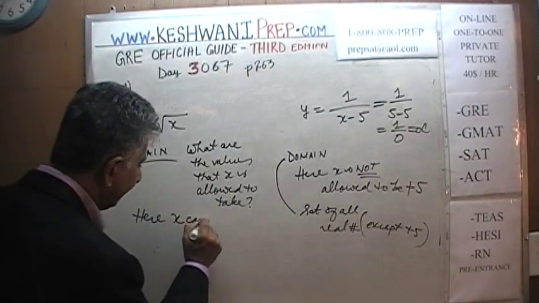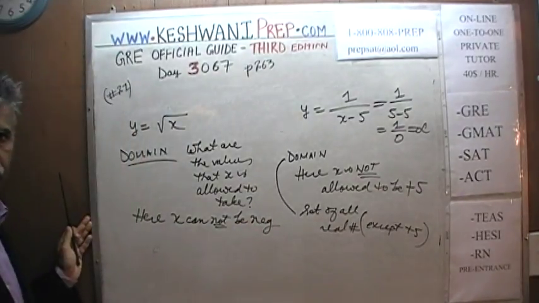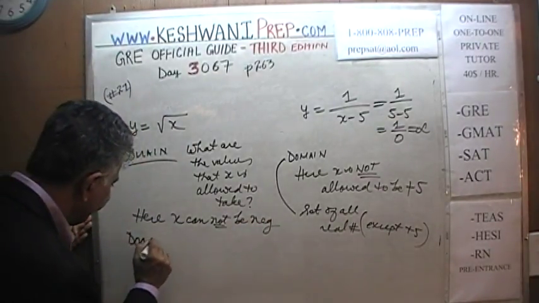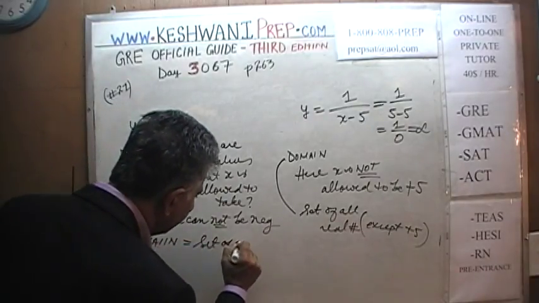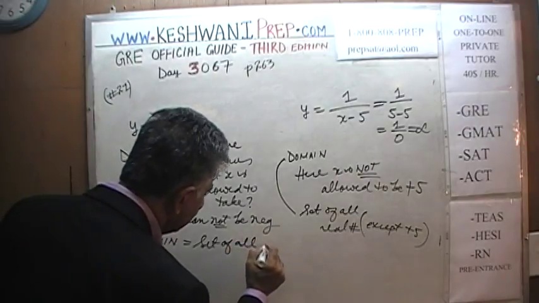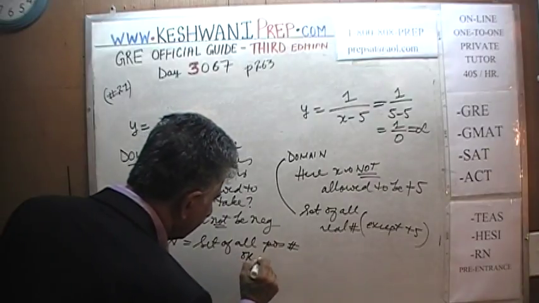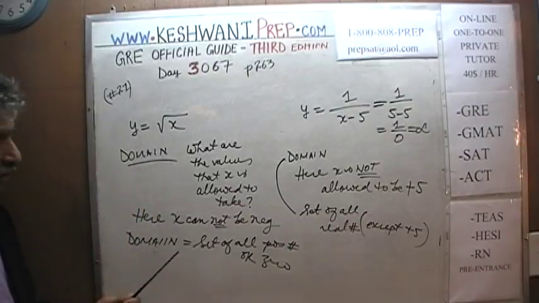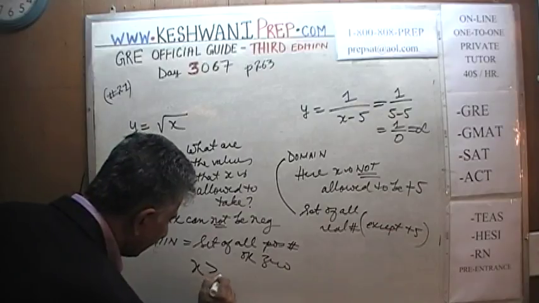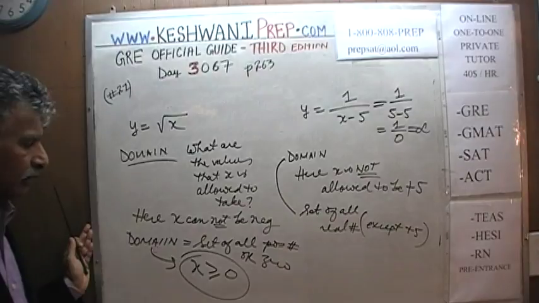Here, x cannot be negative. Therefore, the domain here is the set of all positive numbers or zero. X can be zero because when x is zero, y is zero, or it can be a positive number, but x cannot be negative. X has to be greater than or equal to zero. That's the domain here.